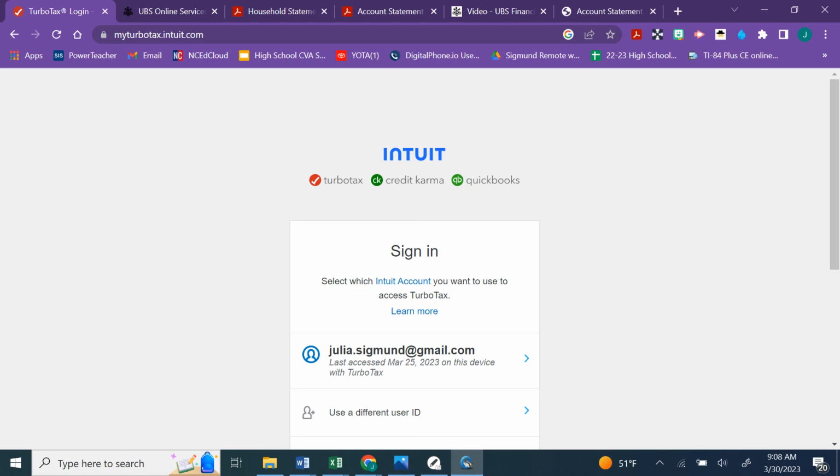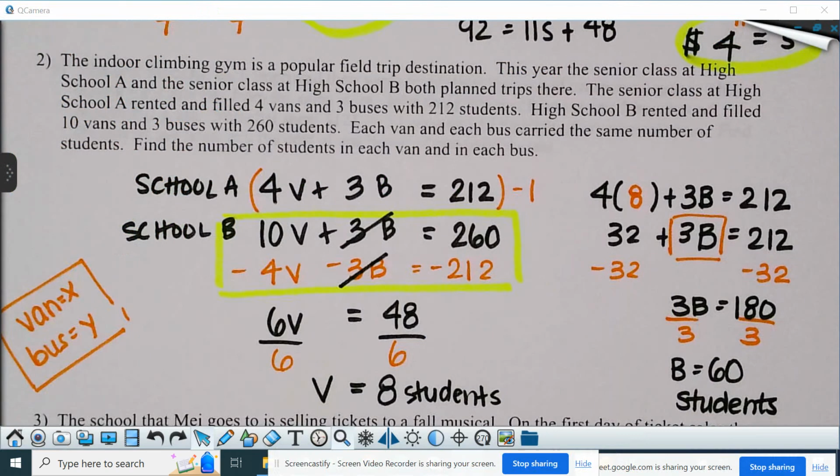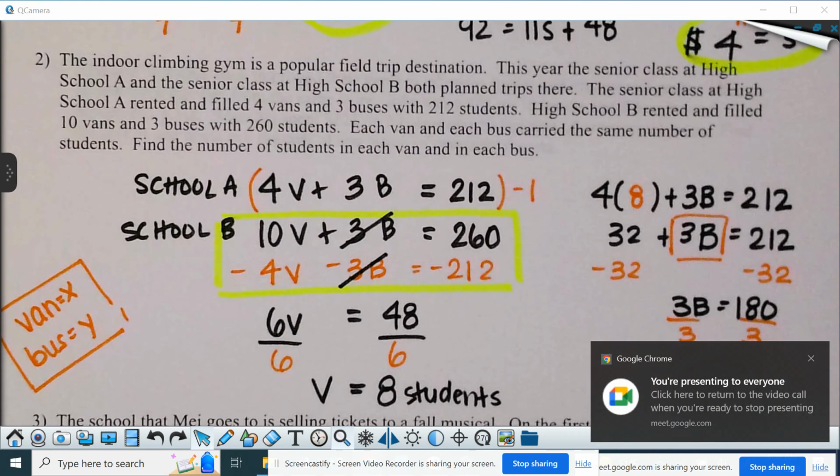I opened it. Where'd it go? Whoops, sorry. Huh. Guess I didn't open it. Give me 1 second to get some Desmos going.